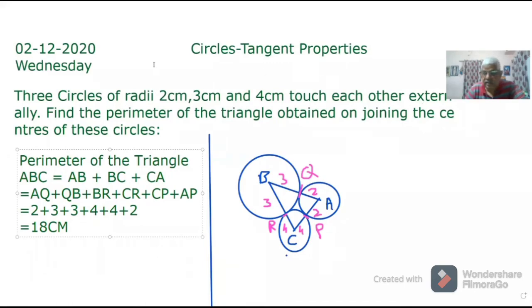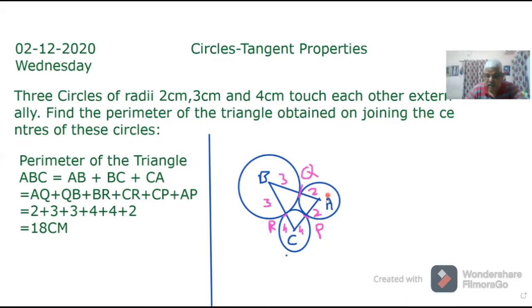We are discussing circles and tangent properties from the ICSE syllabus. The problem given here is: three circles of radii 2 centimeter, 3 centimeter and 4 centimeter touch each other externally. Find the perimeter of the triangle obtained by joining the centers of these circles.